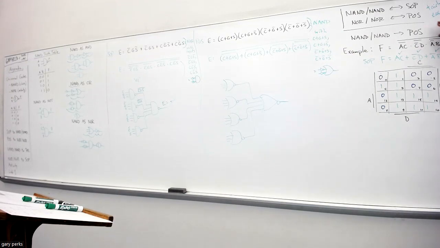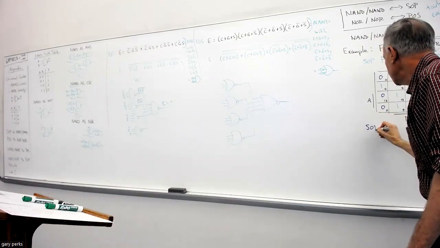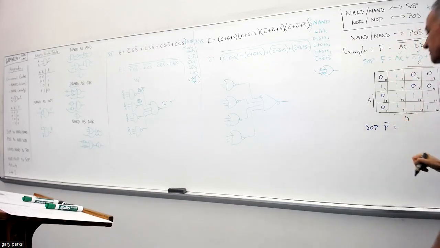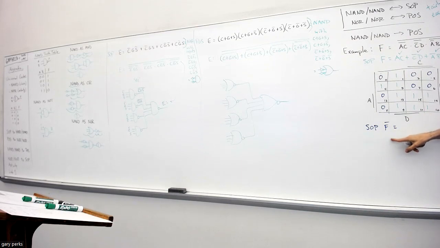Since we want POS for F, we want SOP for not F. When we do De Morgan's twice to get POS, everything's going to invert. Ands go to ors and ors go to ands. So from this K-map, in order to get the POS, we want the SOP for not F. That's a key point. Everyone understand why? Because we're trying to get POS for F, so you have to start with the opposite for SOP.